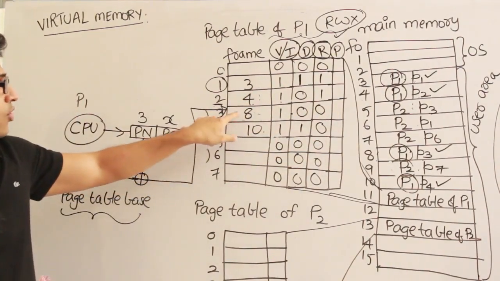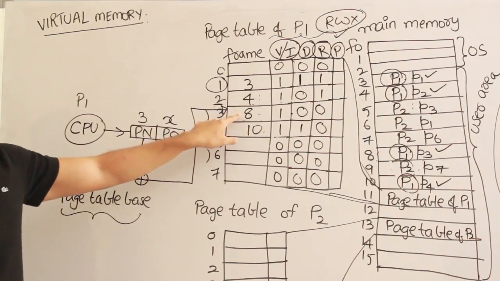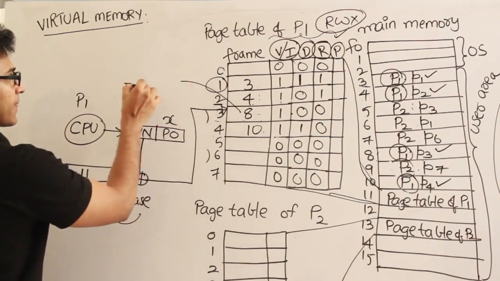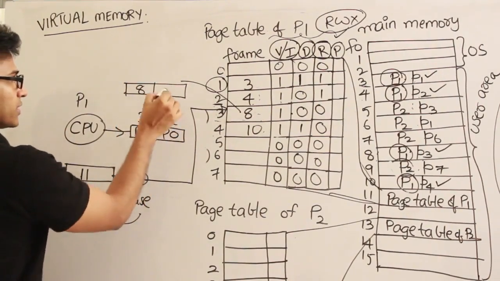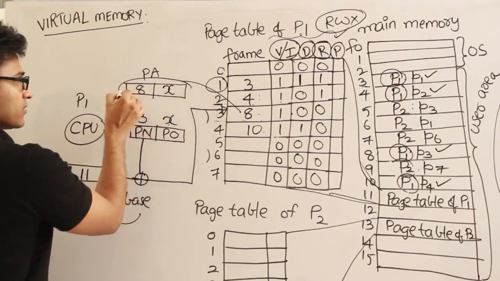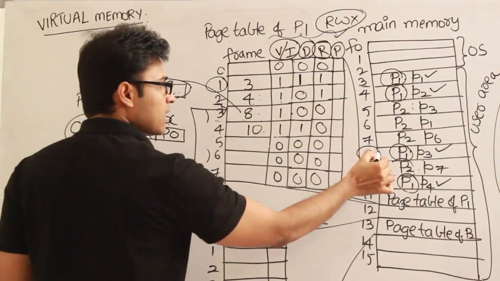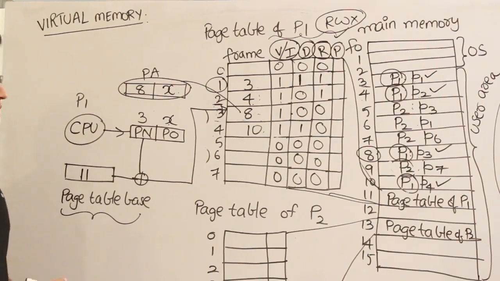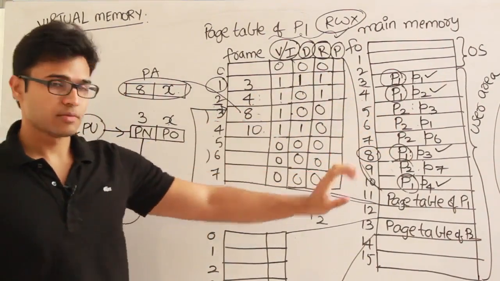Therefore now I'll observe that page number 3 is present in frame number 8. So I'll take this frame number 8, and then I'll append the page offset as it is, and it is called the physical address. Using this physical address, now I can access the main memory. In the main memory, I'll go into frame number 8 and I'll get the corresponding word. Understood this? So one thing you should notice, even though the process is present in the main memory, the page table also has to be present in main memory.